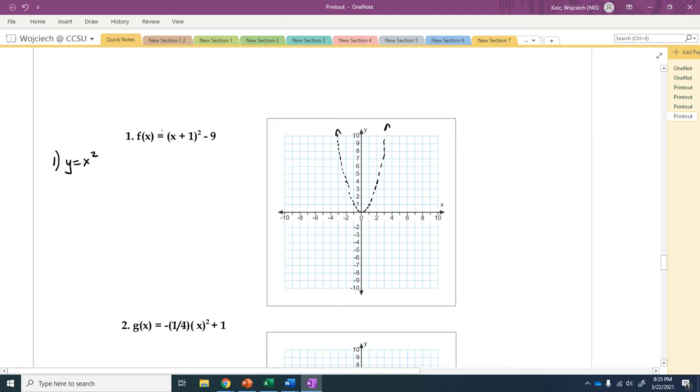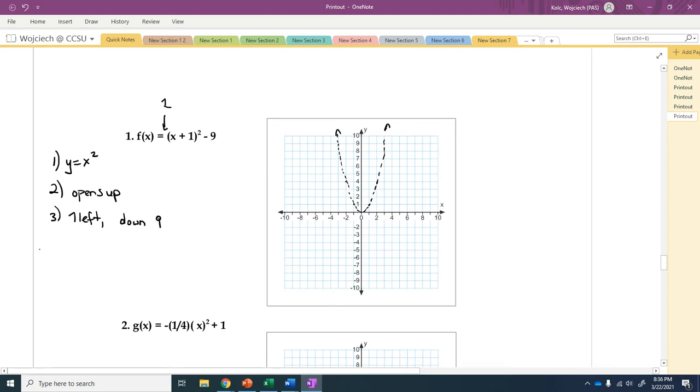Determine which way this will open, up or down, and the answer is up because of this number. There's like a 1 in front of it. So this, I would say, opens up. The next one is determine the horizontal and vertical shifts. Plus 1 means one left, and minus 9 means down 9.